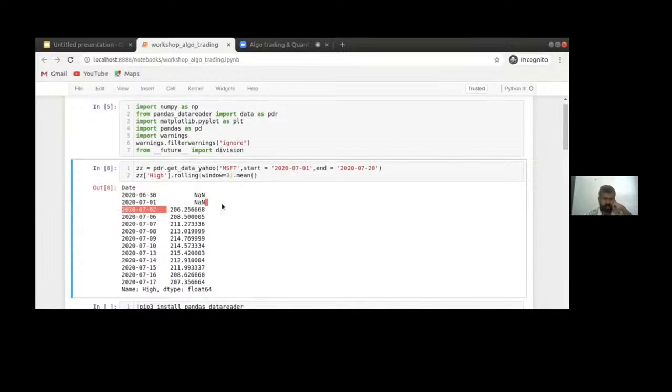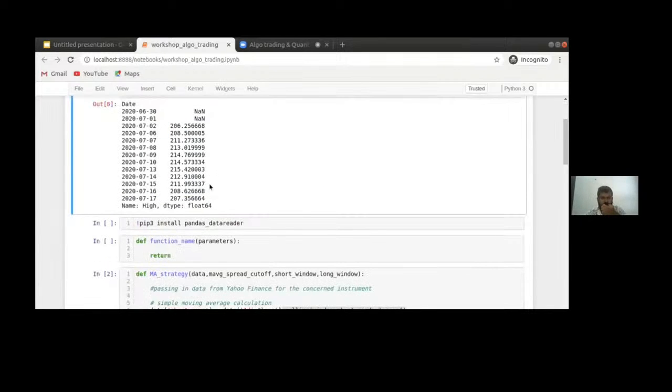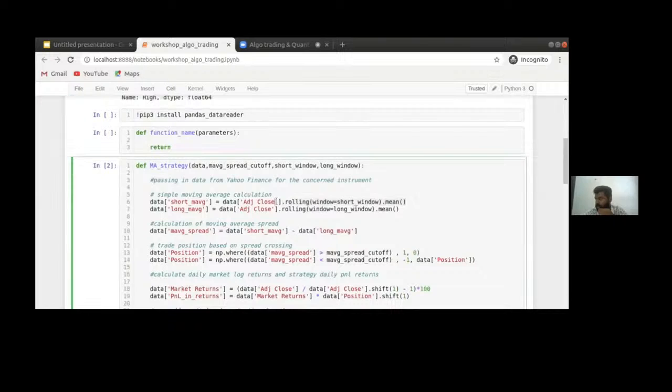So this value is basically the rolling mean of this day, 3 days, and then the next value for the previous 3 days. So it keeps on moving like this, and this is the rolling mean for 15, 16, 17. So this is how it is calculated. This is the short moving average value, and this is the long moving average.